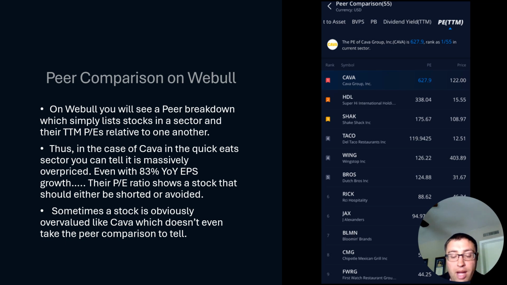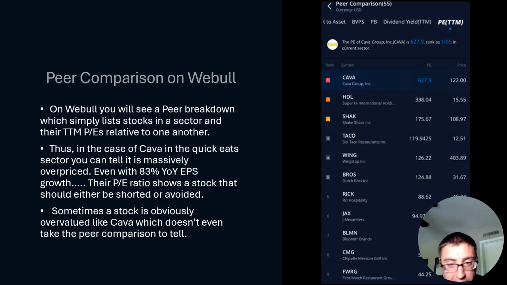So a couple options to get really good peer comparisons. Most brokers will have an actual peer comparison option, and I think of all the brokers I use, Charles Schwab, Webull, E-Trade, I like Webull's the best for here because they will actually have an option where you can pull up the comparisons for an entire sector.